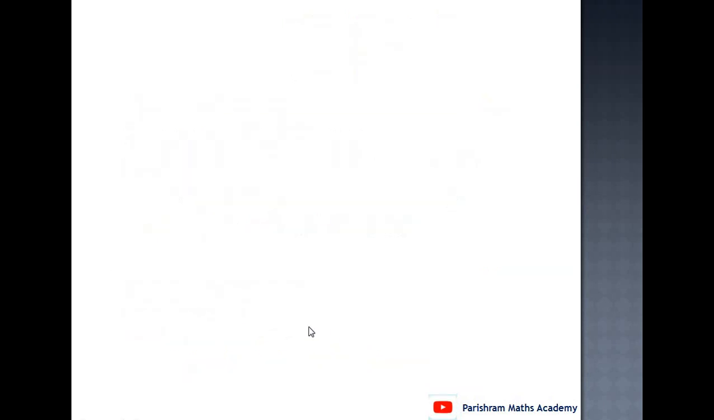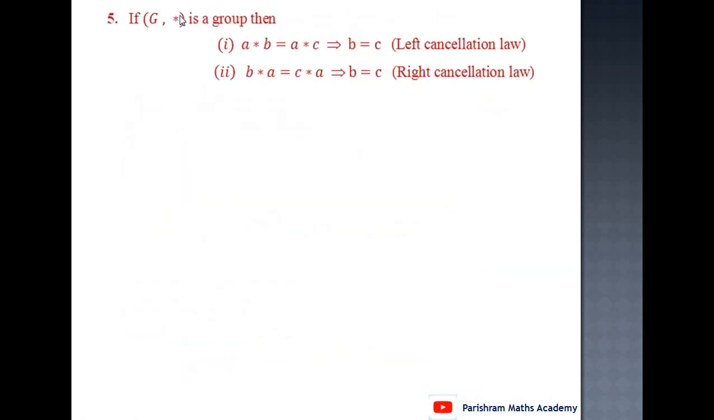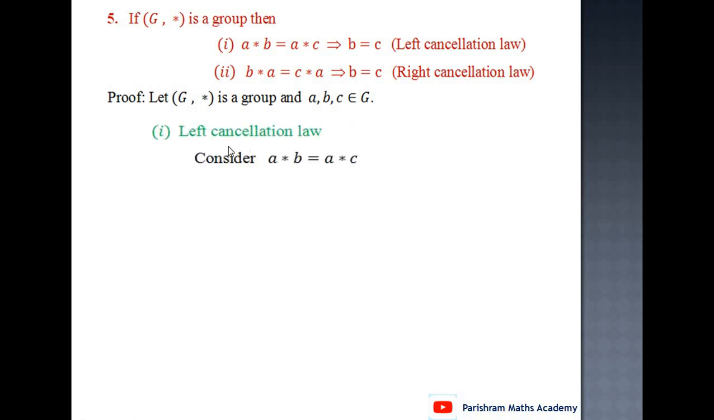Next, number 5. If (G, star) is a group, then number 1, A star B equal to A star C implies B equal to C. This is called the left cancellation law. And second, B star A equal to C star A implies B equal to C. That is the right cancellation law. Proof. Let (G, star) be a group and A, B, C belong to G. First, the left cancellation law. Consider A star B equal to A star C.